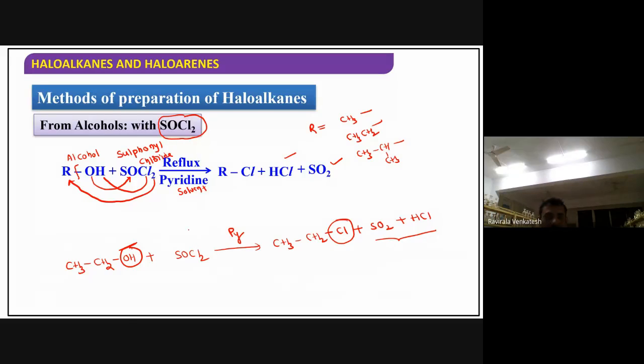So in this way, we need to practice. Now this reaction has a name. What is it called? Darzens' method. The name of this reaction is called Darzens' method actually.